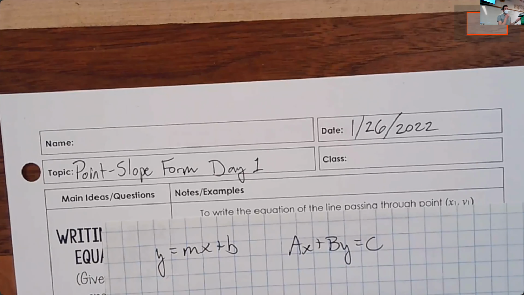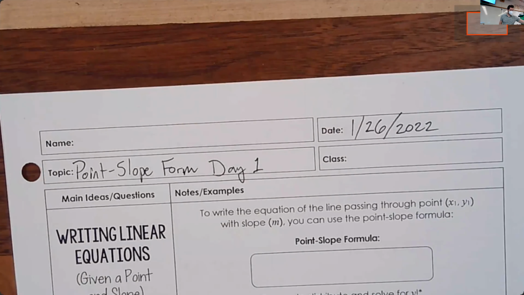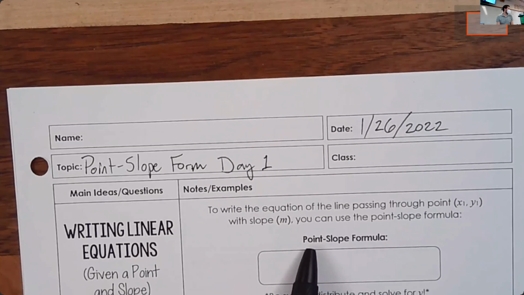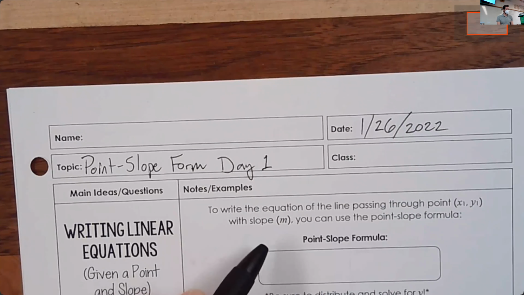The third and final form of an equation of a line that we're going to see is called point-slope form. And this one is more similar to slope-intercept, whereas in slope-intercept you're given the slope and the y-intercept. Point-slope is kind of what it says. You have a point on the line and you are given the slope of the line.